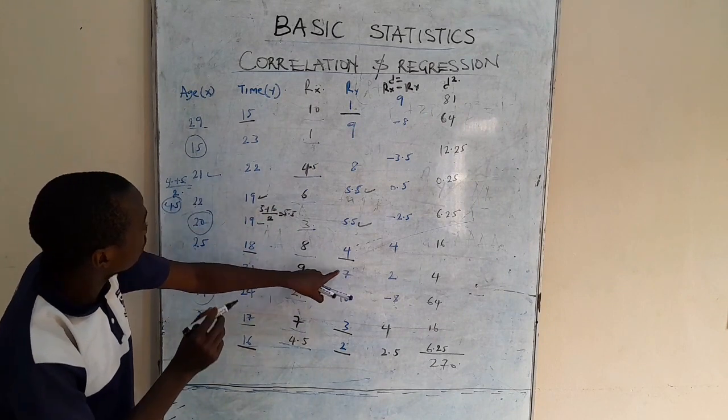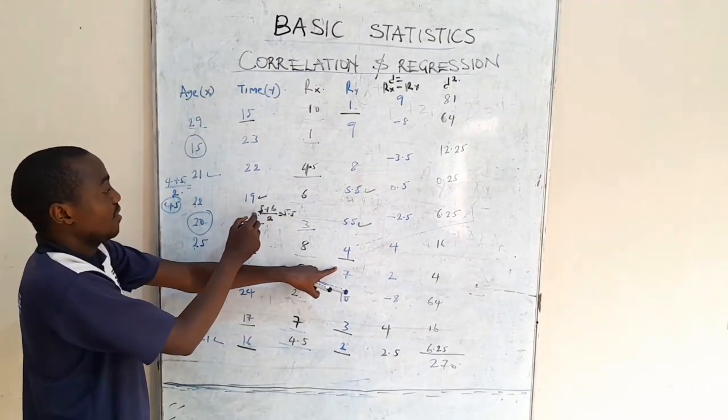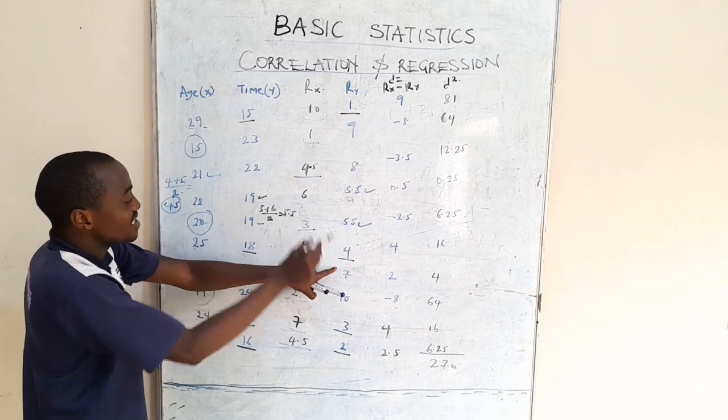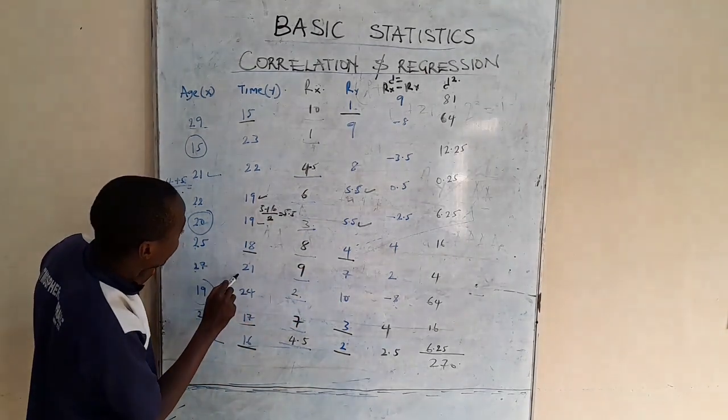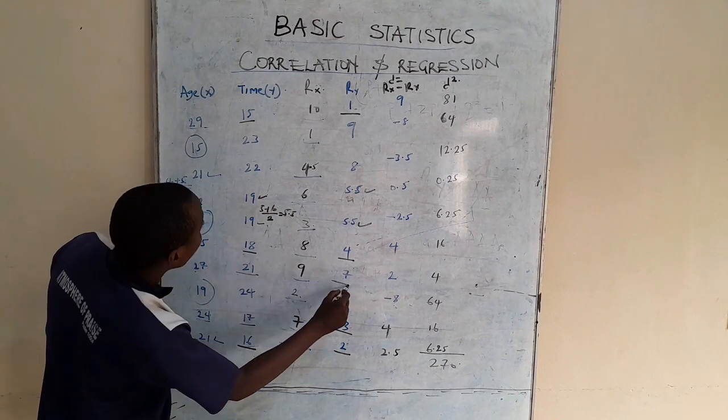Is 7. We stop at 6, 5 plus 6, we stop at 6. So the next rank will be 7. So the rank of 7, 21 is taking what? 21 is taking the rank of 7.